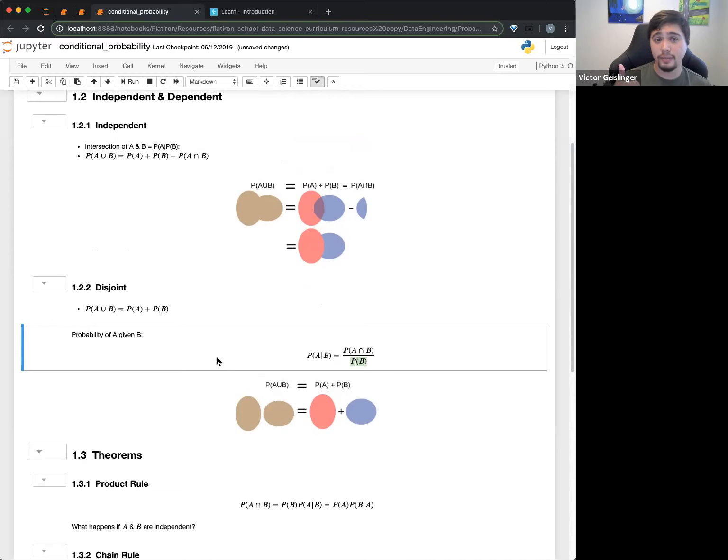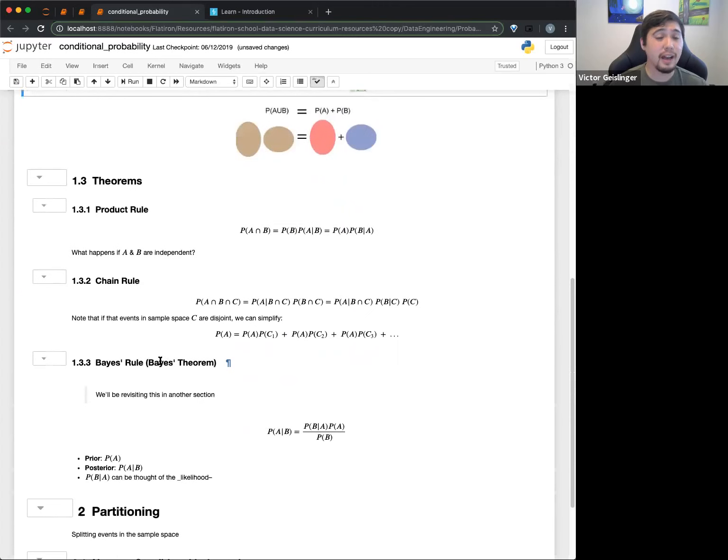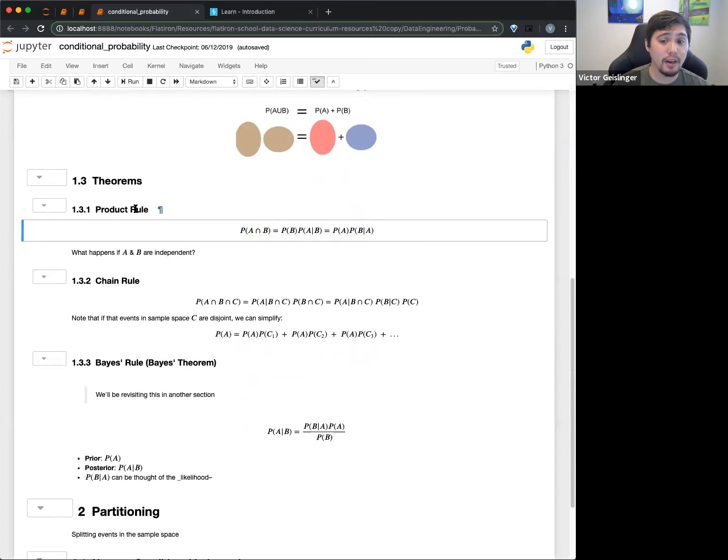So thumbs up right now for understanding, thumbs down, sideways. Okay, I think I have mostly thumbs up. All right, cool. So this leads us to a couple of theorems. This is put out by the curriculum already, so I'm not going to go full into it. I just wanted to show you really quickly. We have the product rule, the chain rule, and then we'll talk about Bayes' theorem in a second.